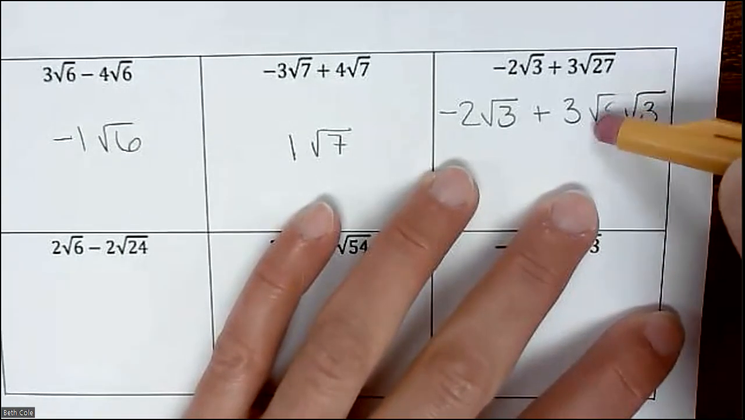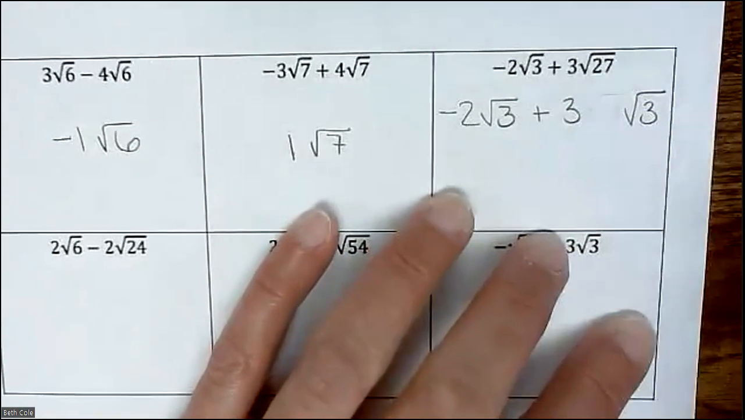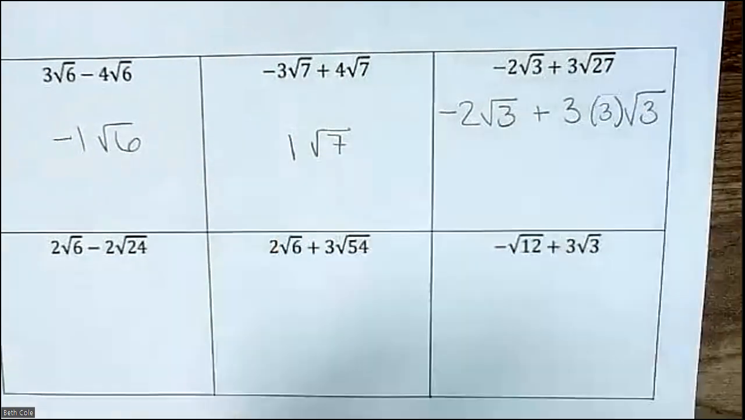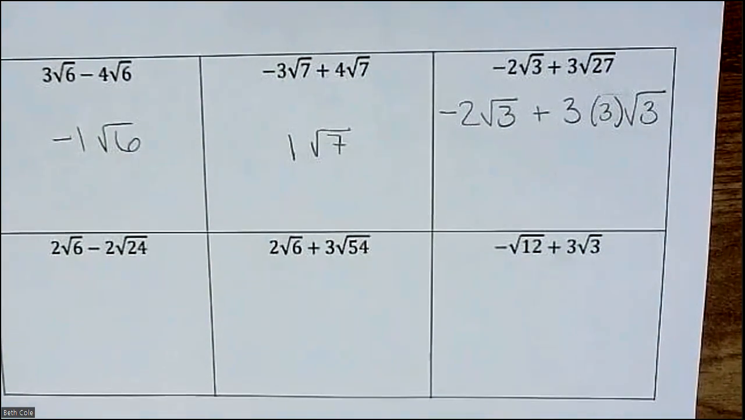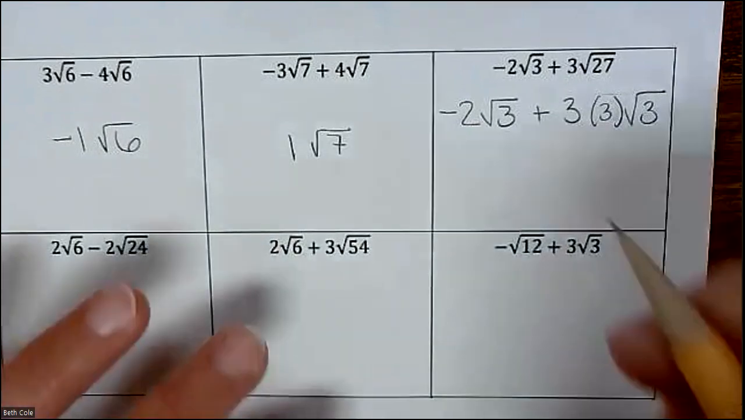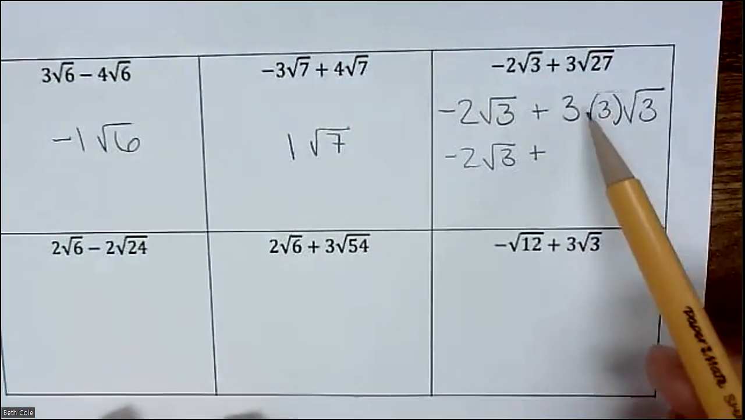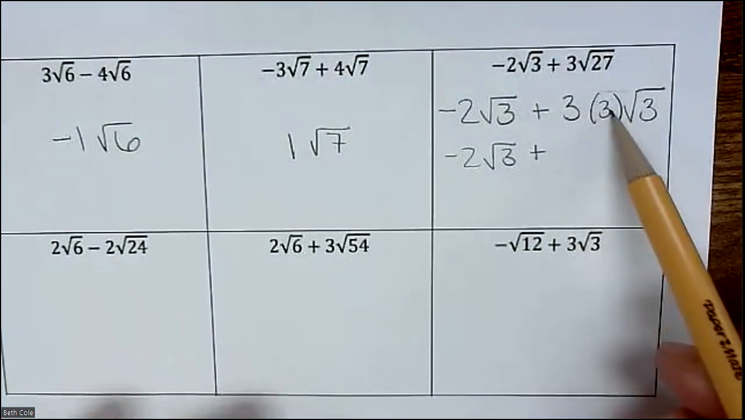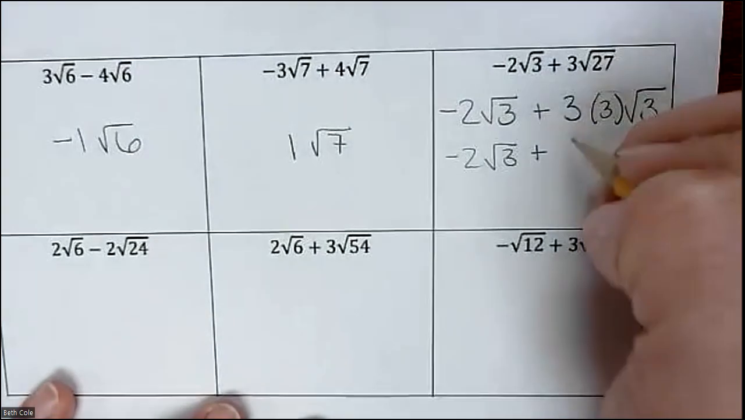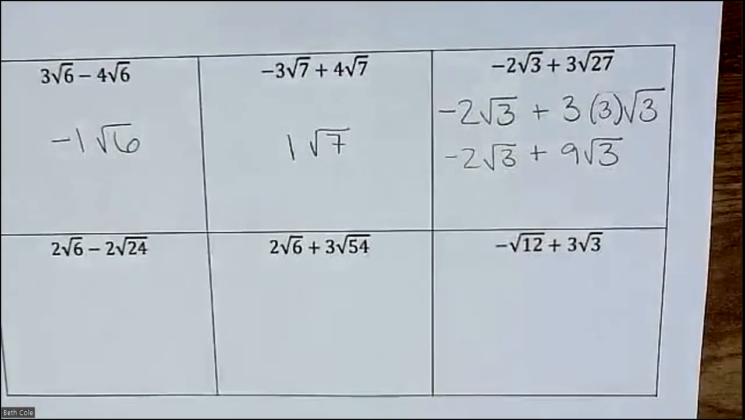What is the square root of 9? It's 3. So I'm going to erase that and just put a 3 there. There are a lot of 3s in this problem, which is kind of weird. So we have -2 square root of 3 plus, and then you just multiply these together. So 3 times 3 is 9 square root of 3.